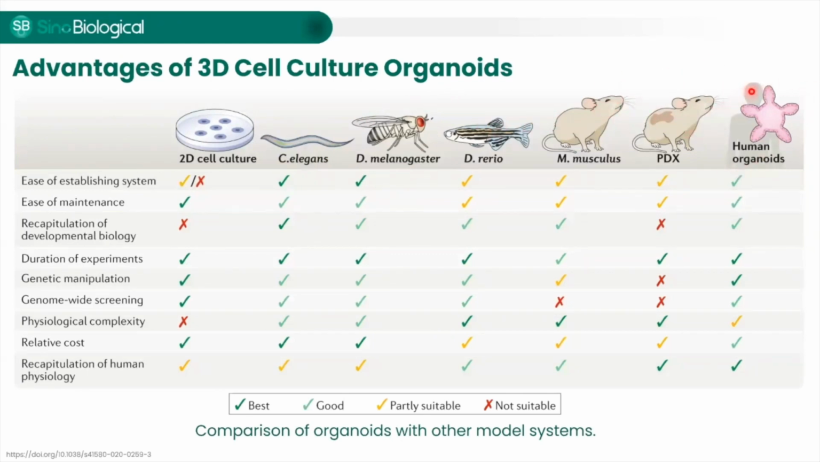When we look at all these different features of ease of establishing system, ease of maintenance, recapitulation of developmental biology, duration of experiments, genetic manipulation, genome-wide screening, and others, we can see that human organoids are able to meet all of these requirements, and they offer a suitable model to recapitulate all of the features of all of these animal models and cell culture models. So they are a very suitable model to potentially replace these animal models.